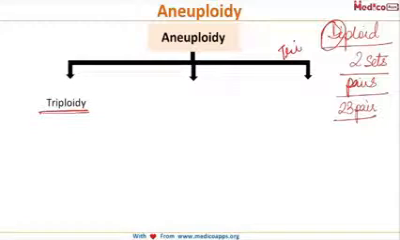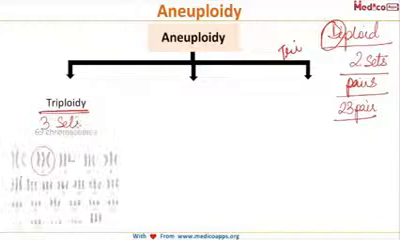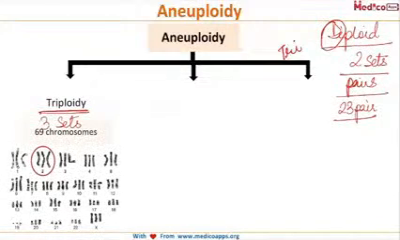All the chromosomes are present in 3 sets, and you can see this in this picture. There are 3 sets of all the chromosomes. So the total number of chromosomes will be 23 into 3, and that is 69 chromosomes. Now, the second type of aneuploidy, and the most common type, is trisomy. So don't confuse it with triploidy.